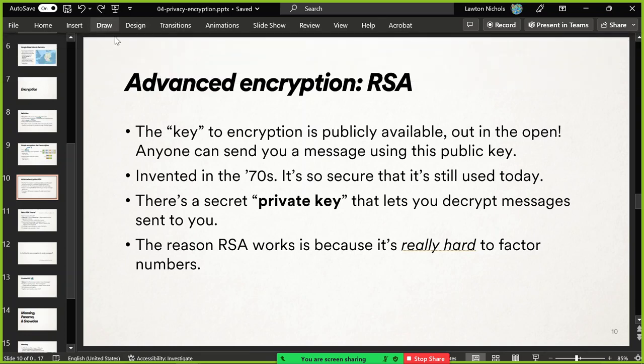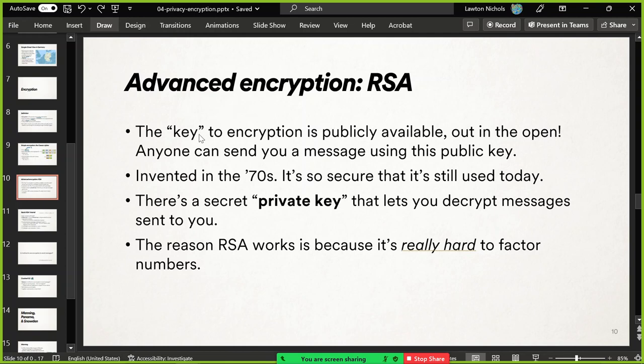Take CSCI 26 if you're interested in it. But the idea in RSA, it's an acronym made from the first letters of the last names of everybody who invented it. So famous people came together and invented this encryption scheme called RSA. To do RSA, you need two things. You need a key, and actually you need two kinds of keys.